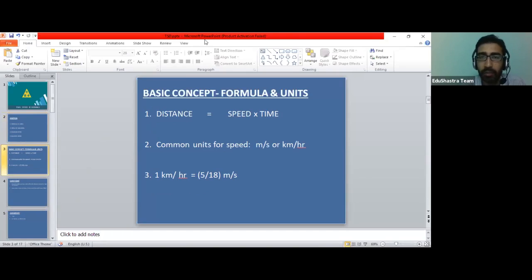So let's talk about the basic formula. Of course, the best thing about time, speed, distance is that there's just one formula, which is distance is equal to speed into time. Common units for speed, of course, are meter per second or kilometer per hour. And you can convert from meter per second to kilometer per hour. If I'm talking about 1 kilometer per hour, I'm talking about 1,000 meters to be divided by 3,600 seconds.